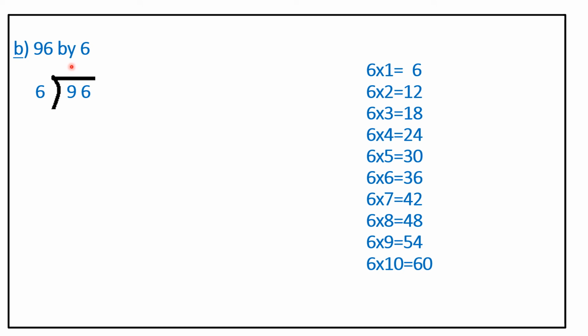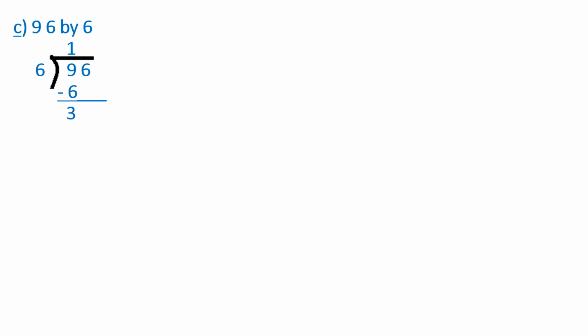So you write here 1. In how many times you are getting? 1 time. No. So write here number of times. 6 ones are 6. Yes. 6 ones are 6. Now you subtract here 9 minus 6. What you are getting? 3.